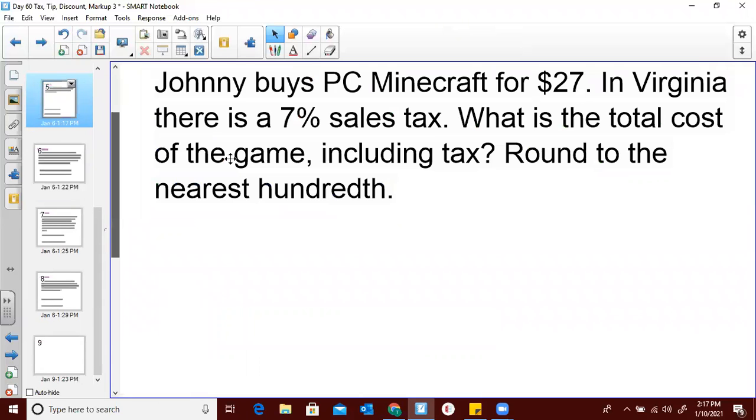Johnny buys PC Minecraft for $27. In Virginia, there's a 7% sales tax. What is the total cost of the game, including tax? Round to the nearest cent. All right, so this looks like it's just going to be a straight up tax question.